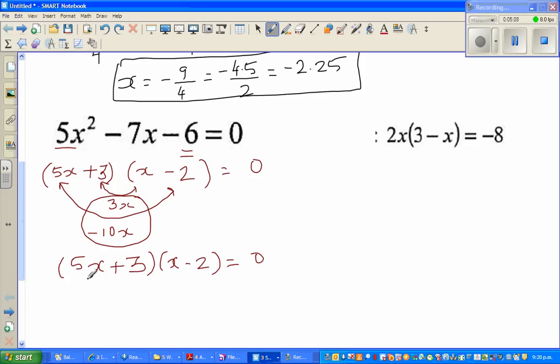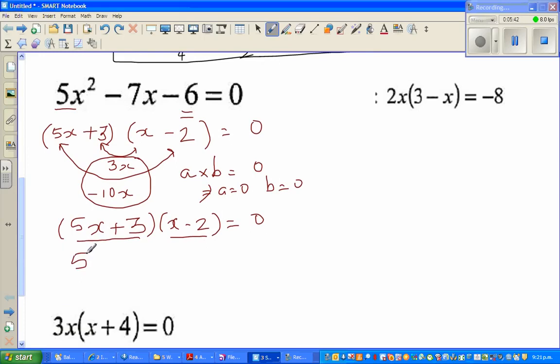So you can say 5x plus 3 has to be 0, and x minus 2 has to be 0, because of the product of two numbers. I have done this in many videos, you can watch my other videos on solving equations. This is a very simple fact: if a and b are numbers and a times b is equal to 0, this implies that a is 0 or b is 0. So using the same principle, you can say 5x plus 3 has to be 0 or x minus 2 has to be 0.